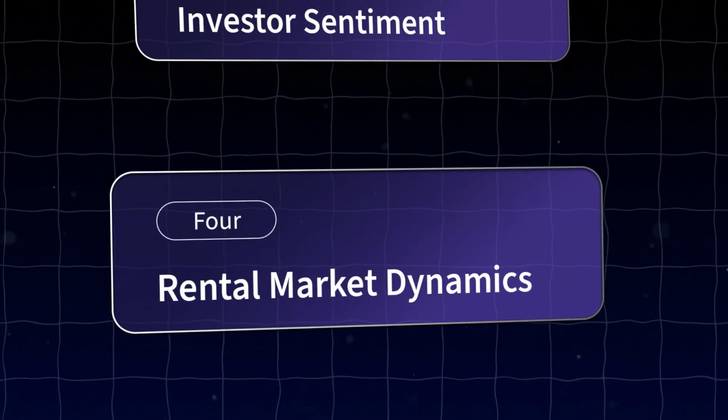Four is rental market dynamics. When interest rates increase, some would-be homebuyers might continue to rent instead of purchase because they might not be able to be approved for a mortgage now. And this usually leads to higher rental demand and higher rental prices. On the other hand, falling interest rates might make property ownership possible for renters who previously could not afford a home, possibly lowering rental demand.